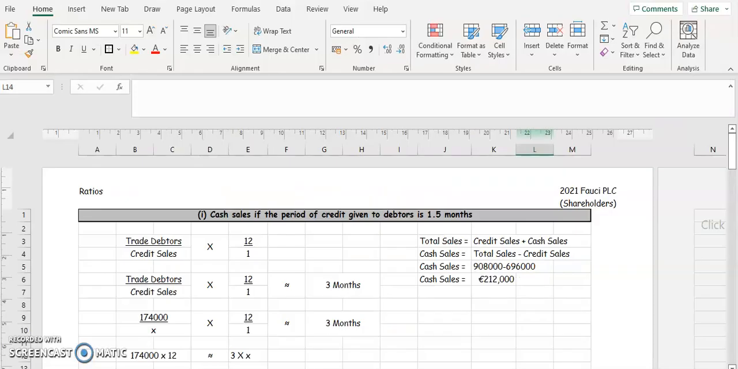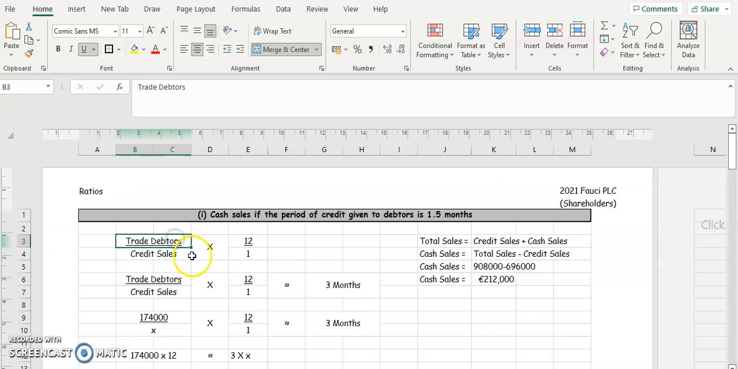So remember with this that your sales is made up of two parts. It's made up of credit sales and cash sales. So with the formula, we're going to be looking at your trade debtors divided by your credit sales. So we're going to be able to calculate what our credit sales is here and then work backwards to calculate our cash sales. So with these then, you're going to fill in what we know so far.